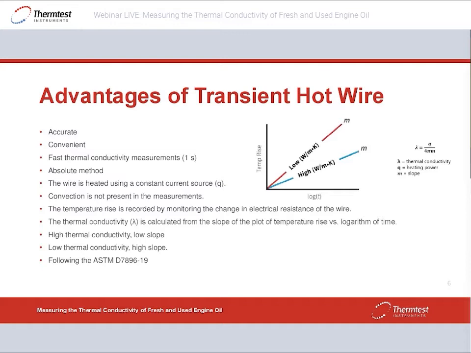The wire is heated using a constant current source, and the temperature rise of the fluid is monitored by the change of the electrical resistance of the wire. And from the temperature rise as a function of time, we can calculate the thermal conductivity. From the slope of the straight line, we can predict and calculate whether the thermal conductivity of the fluid is high or low. Also, it's very important that the THW follows an ASTM standard for comparison with other techniques.